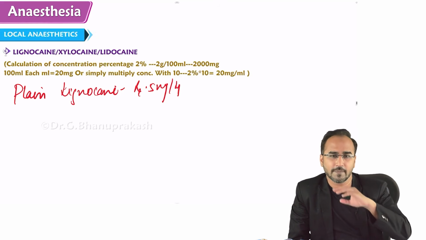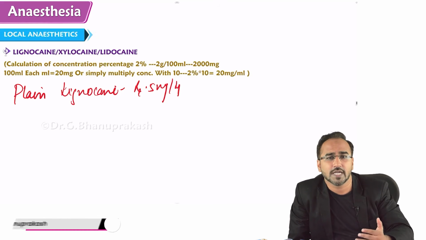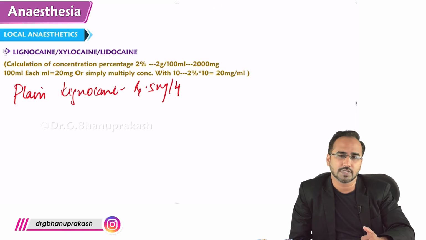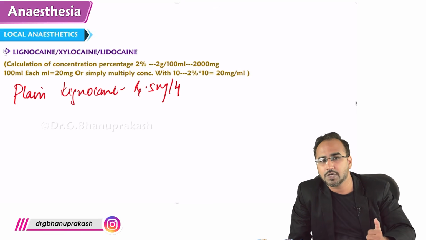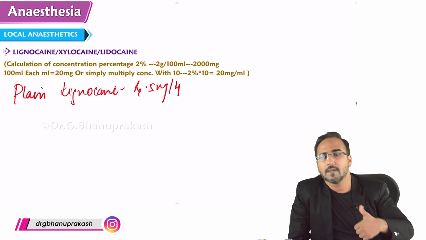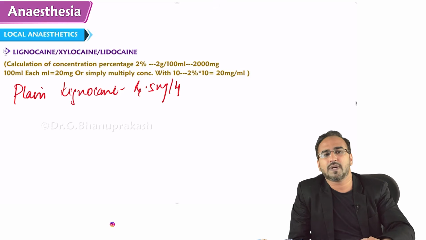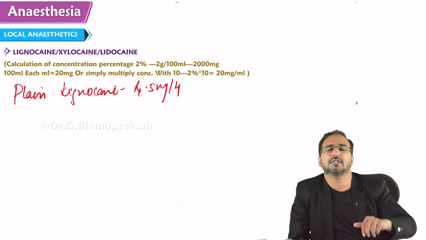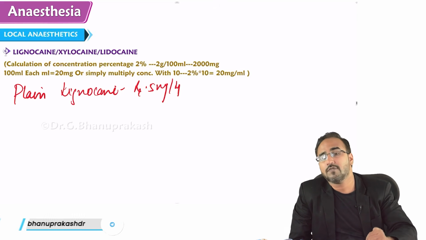That means you have given lignocaine in what dose? Toxic dose. You have given lignocaine in what dose, guys? Toxic dose. The first sign of lignocaine toxicity is what? Perioral numbness. Followed by what? Tremors. Followed by what?